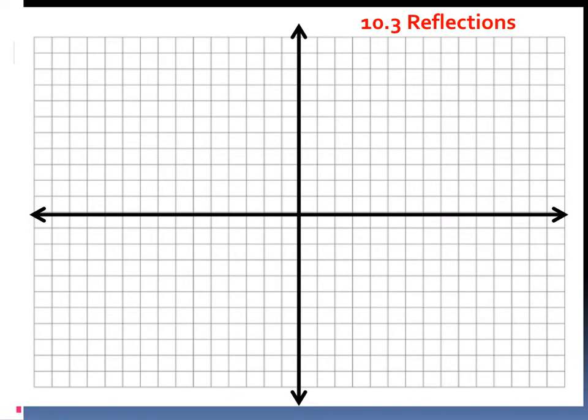So this is what your paper should look like, labeled 10.3 reflections, and then we have graph paper with an X and Y axis.